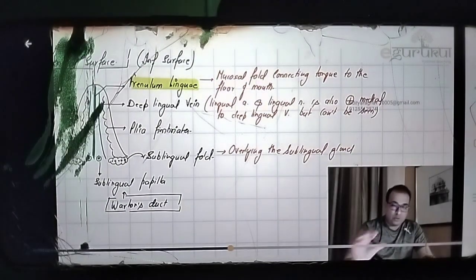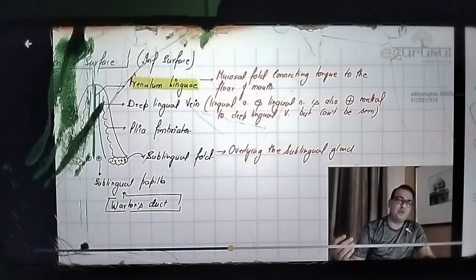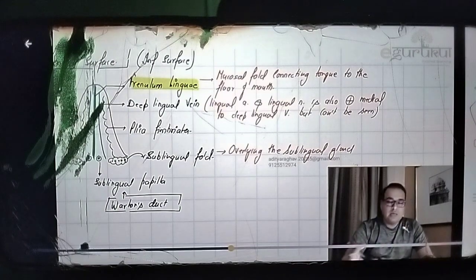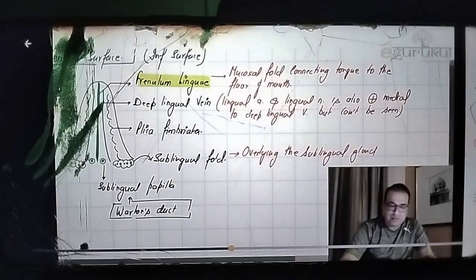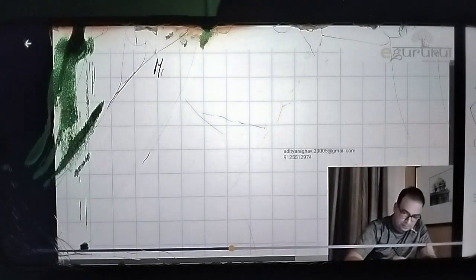Now come to another important part on which you usually get a separate question. When they ask you the long question, they ask you a separate question on the muscles of the tongue. 2 types of muscles are present in it, both skeletal only, but there are 2 types of muscle that we have in the tongue.